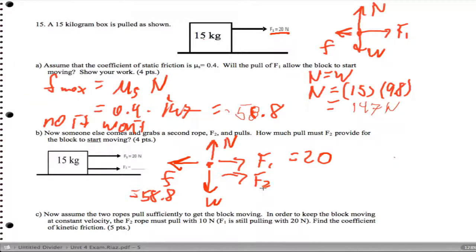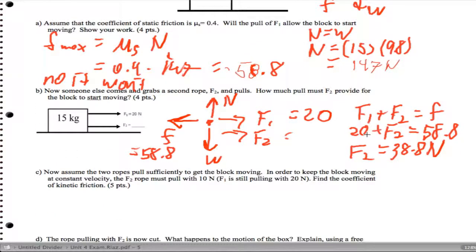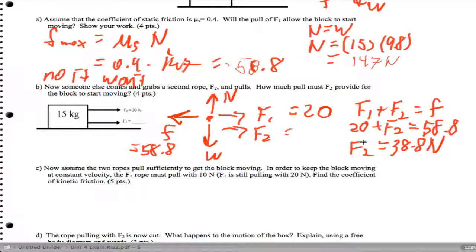So what do I need F2 to be to overcome friction? Well, I need F1 plus F2 to balance the friction. So that's going to be 20 plus F2 equals 58.8, and so I get F2 is going to be 38.8 newtons. Finally, we get the block moving, and now we only need 10 newtons to keep it moving.